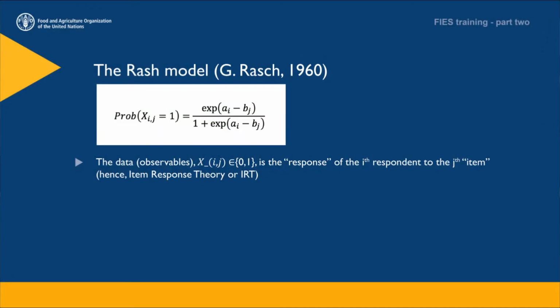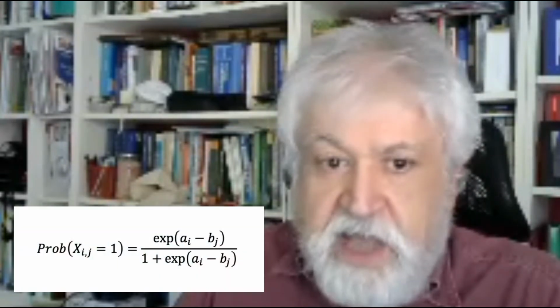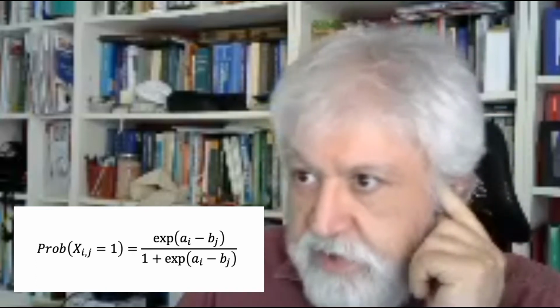So once we have collected the data, our data are a bunch of yes and no. Our data, which is X_ij, is a matrix of data, will have value 0 if the answer was no, 1 if the answer was yes. We'll have value 0 if the student did not correctly address the question, 1 if the answer was correct. So in this sense, the data is the response that the ith respondent gave to the jth item. And here is where the terminology item response theory comes about, because what we analyze is the responses of subjects to items.